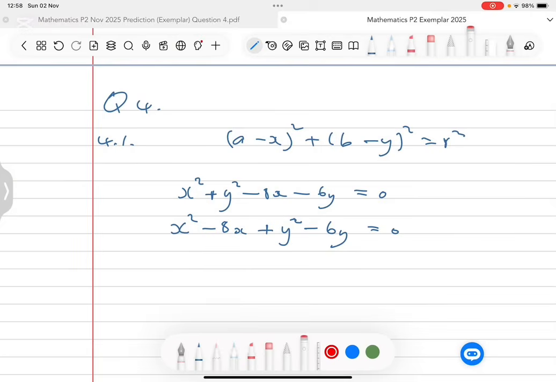To complete the square, the process is that we look at the coefficient of x, which is the 8 here. We take half of that. So I'm going to say half of negative 8 is going to give me negative 4. Then I square the negative 4, which gives me 16. Now this value of 16 that I got, I'm going to add here.